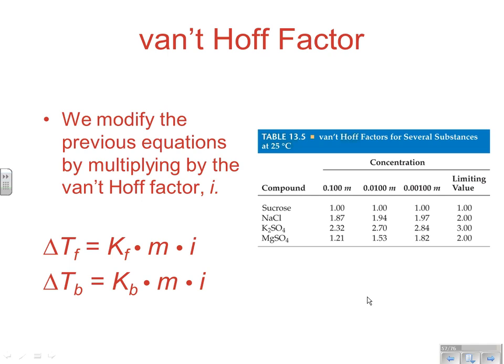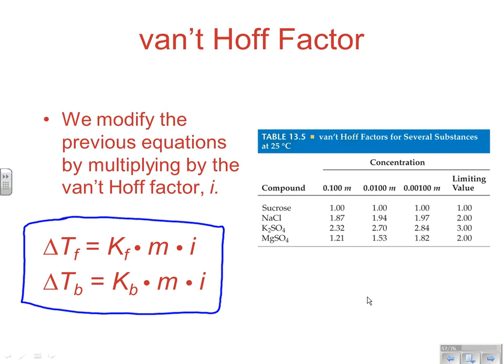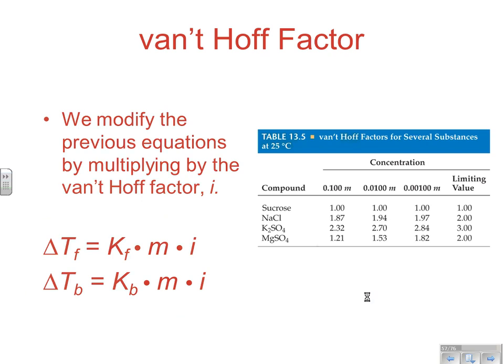So a better way to do boiling point and freezing point would be to use this form of those two equations. So you'd look at the boiling or freezing point constant, the molality, and then you would fix the molality, in essence, for the number of dissolved particles you actually get by multiplying by your i value.